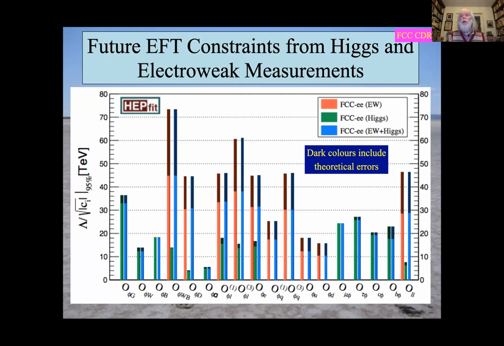So what's going to happen in the future? Well, FCC, CEPC will establish greater sensitivity to those effective field theory coefficients. And this illustrates here the prospective sensitivities that you get for a wide range of operators. Again, I would emphasize the importance of improved theoretical calculations to reduce the uncertainties. So for each of those bars, the dark bar indicates what you lose if you cannot improve the theoretical calculations to the level that I discussed earlier in my talk.